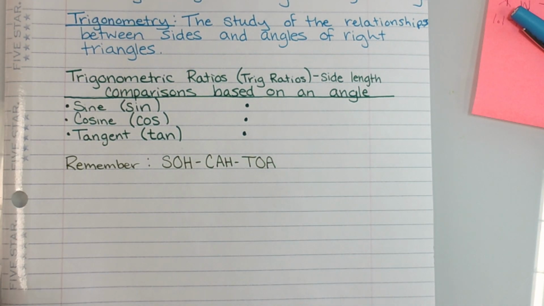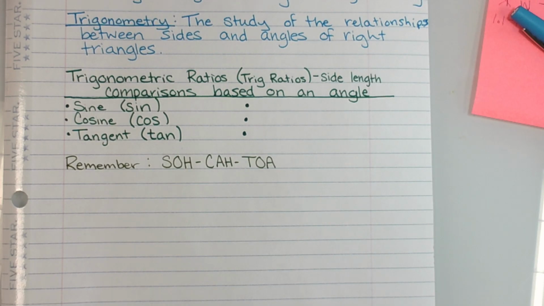SOHCAHTOA. Do I typically get picky about spelling in this class? No. SOHCAHTOA, you better spell right though, because SOHCAHTOA only means something if it's spelt correctly. It means nothing if it is not spelt correctly. SOHCAHTOA.